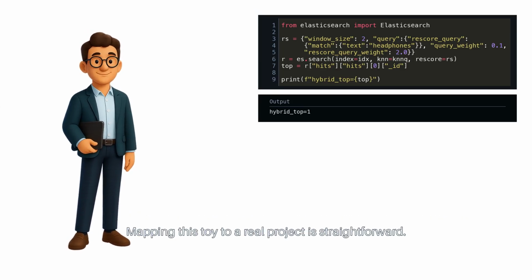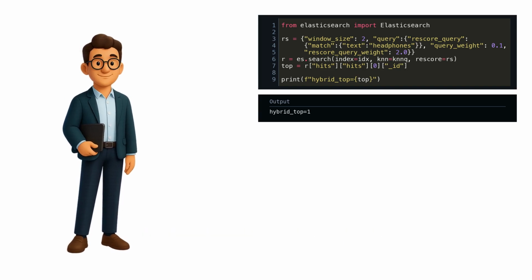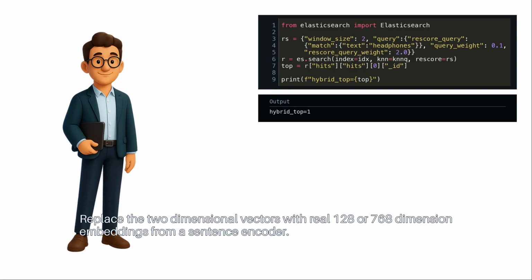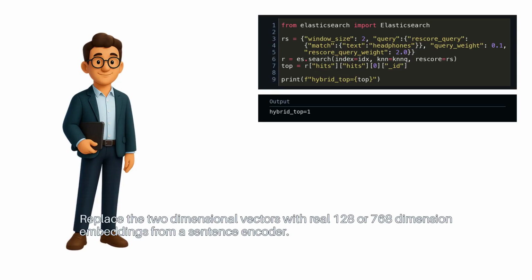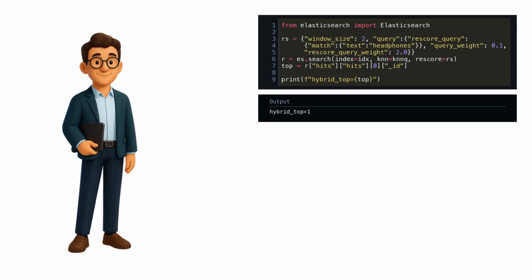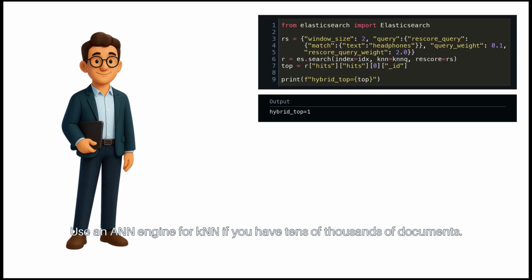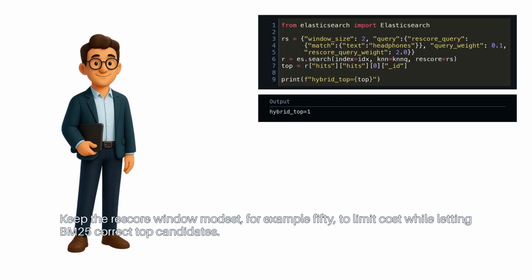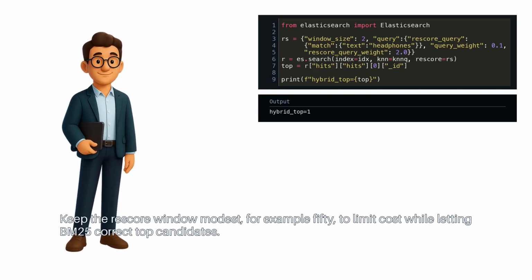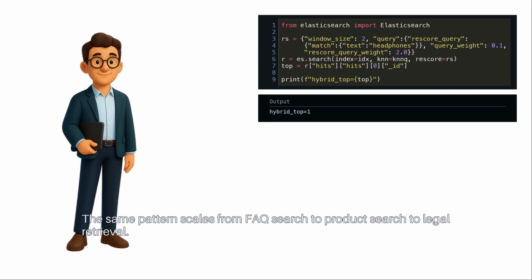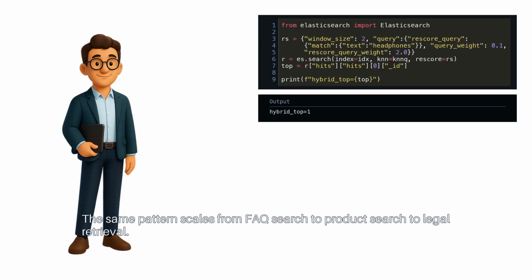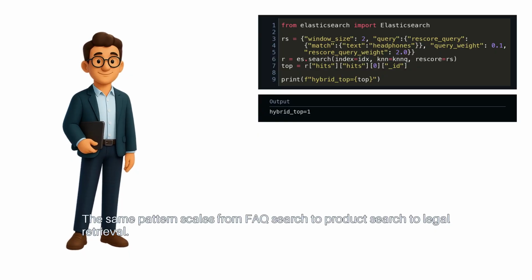Mapping this toy to a real project is straightforward. Replace the two-dimensional vectors with real 128 or 768 dimension embeddings from a sentence encoder. Use an ANN engine for kNN if you have tens of thousands of documents. Keep the rescore window modest, for example 50, to limit cost while letting BM25 correct top candidates. The same pattern scales from FAQ search to product search to legal retrieval.